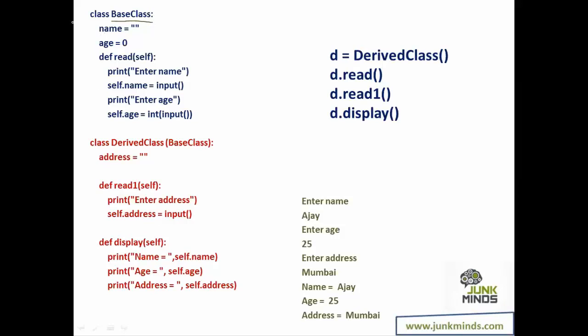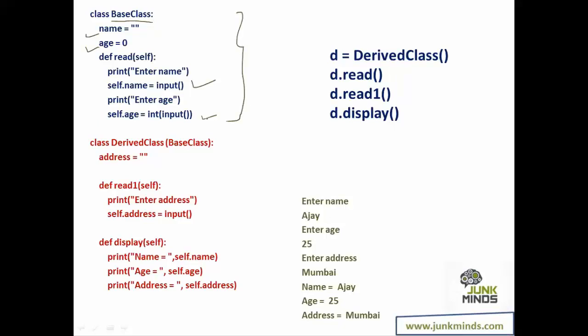इसके अंदर I've initialized a string called name, which is blank as of now. I've initialized this variable age to 0. Then there is this read method, which reads name for you, which reads age for you. So this is what your class base class is all about.